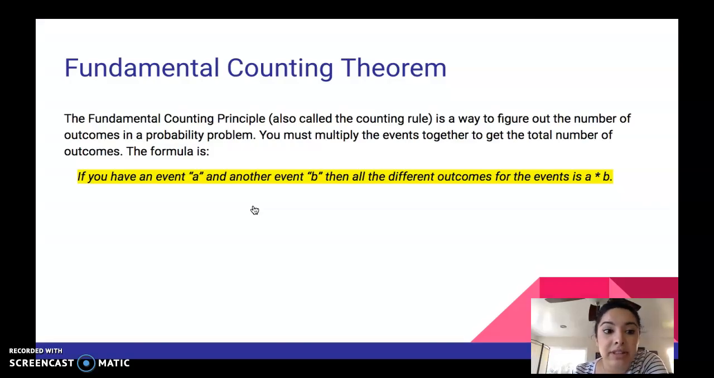First, the fundamental counting theorem. I have the definition listed right here. It's basically a way of figuring out the number of outcomes in a probability problem. And so we do have a little bit of a formula here we can use to figure this out. Basically, when you have different events, you're going to multiply those events together to get a total number of outcomes. The formula would be, if you have event A and another event B, then all the different outcomes for these events would be A times B.